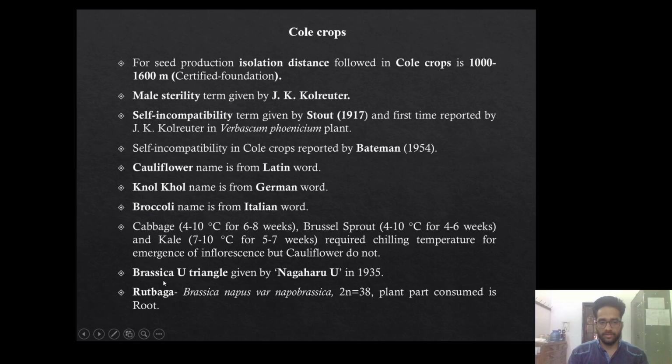Brassica U triangle was given by Nagaharu U in 1935. Rutabaga is Brassica napus variety napobrassica. The chromosome number is 38. The plant part consumed in rutabaga is the root.